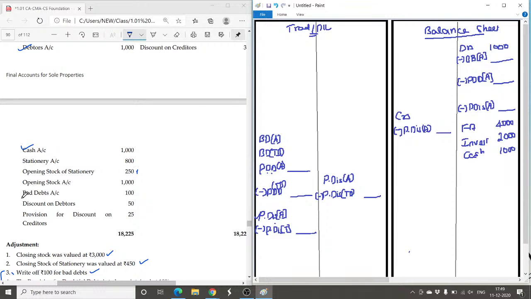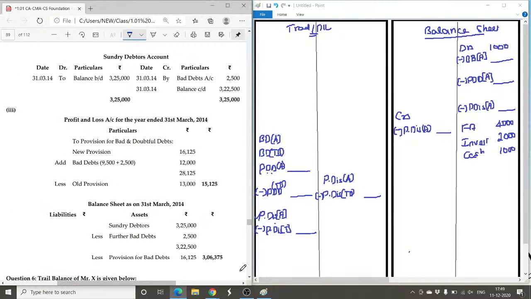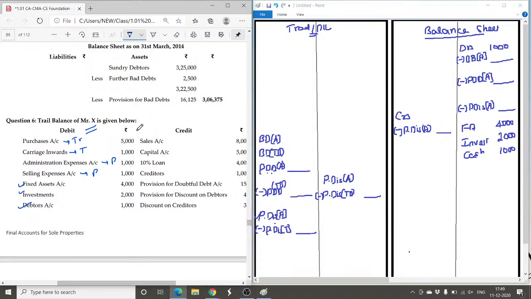Opening stock will also be, bad debt will also be, discount on debtors will also be, provision for discount on creditors and all. Okay, all these things are nominal items. So nominal accounts we have to keep pending. Then let me start with the liabilities, the values on the credit side. Sales will come in the trading account. Capital is a liability. I will start with this, right?